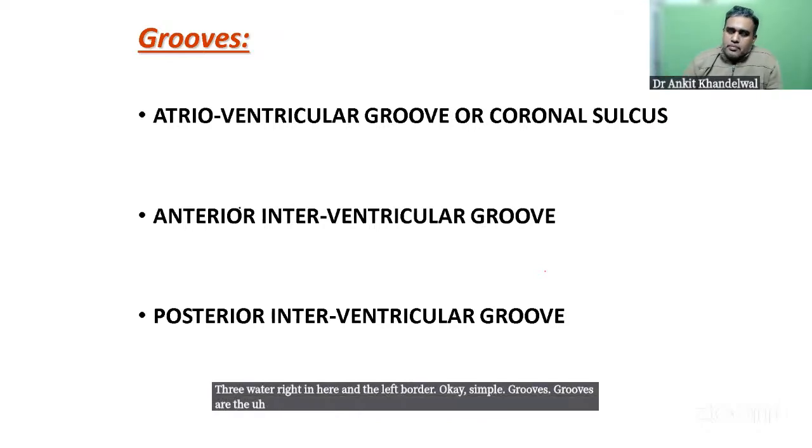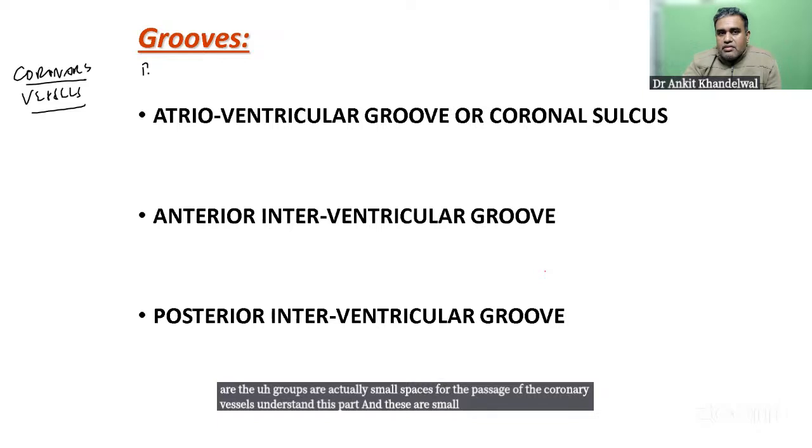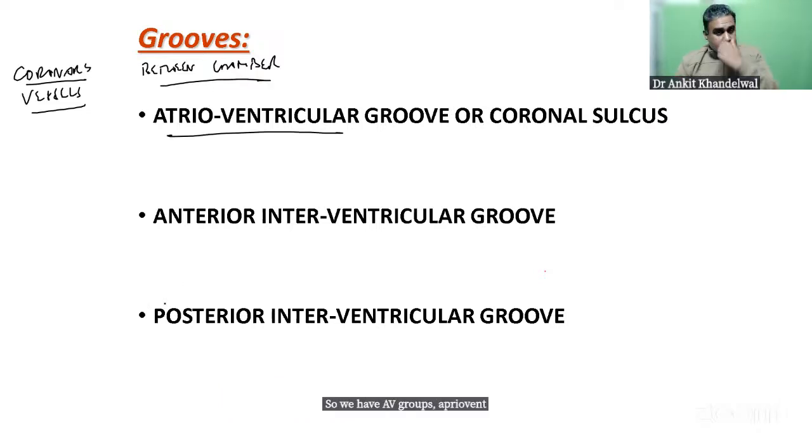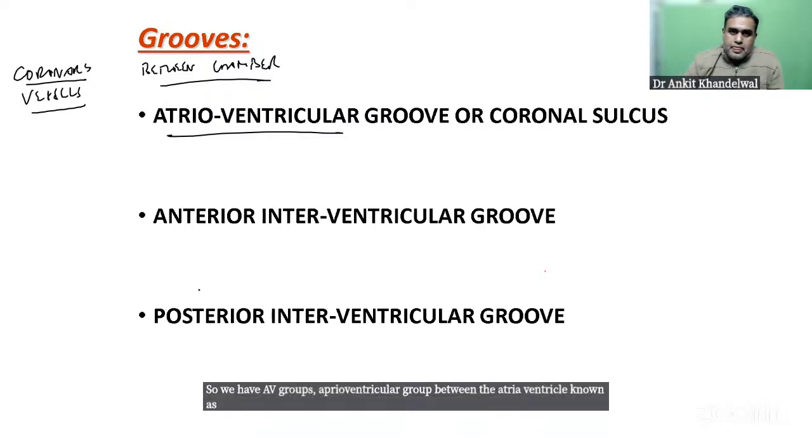Grooves are actually small spaces for the passage of the coronary vessels. Understand this part. These small spaces are between the chambers of the heart. So we have AV grooves, the atrioventricular groove between the atria and ventricle, known as coronary grooves. Then we have the interventricular groove between the RV and LV.